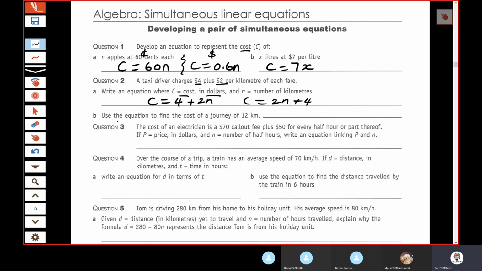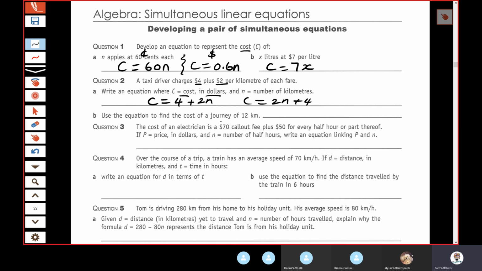Okay. Dahlia, use the equation to find the cost of a journey. She dropped out? Yeah, I think maybe her internet or something. Okay. What about Kara? Kara, are you there? No? All right. Karina? Yeah, I'm still here. Let's do it.